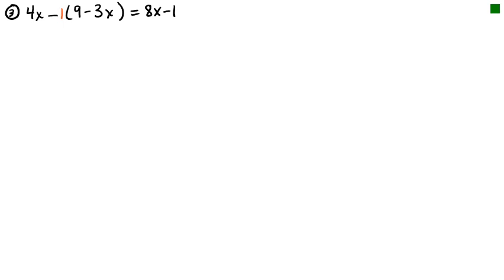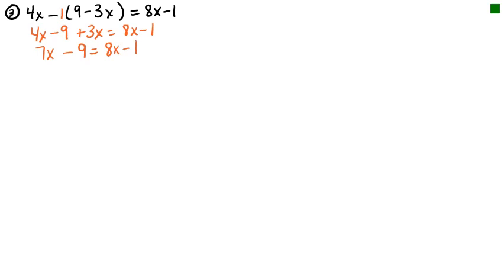So I'm going to bring down the 4x. Negative 1 times 9 is negative 9. Negative 1 times 3x is a positive 3x. And then 8x minus 1 gets brought down because there's nothing to distribute there. Those aren't like terms. I'm not going to combine them. However, now I have like terms on the left-hand side. I have 4x and a 3x. 4 plus 3 is 7x. So 7x minus 9 equals 8x minus 1.